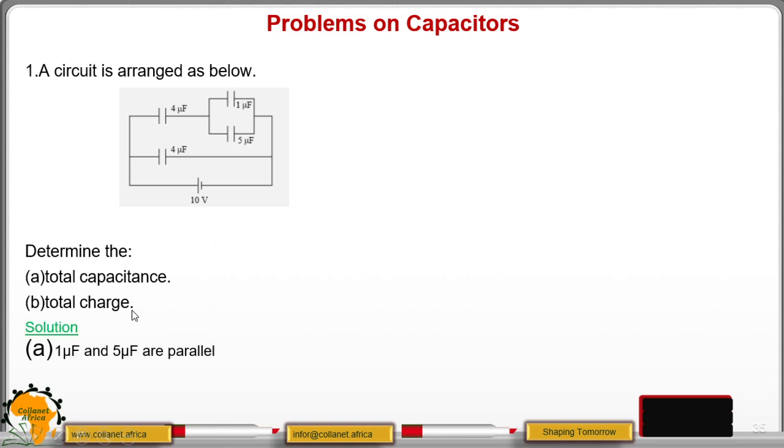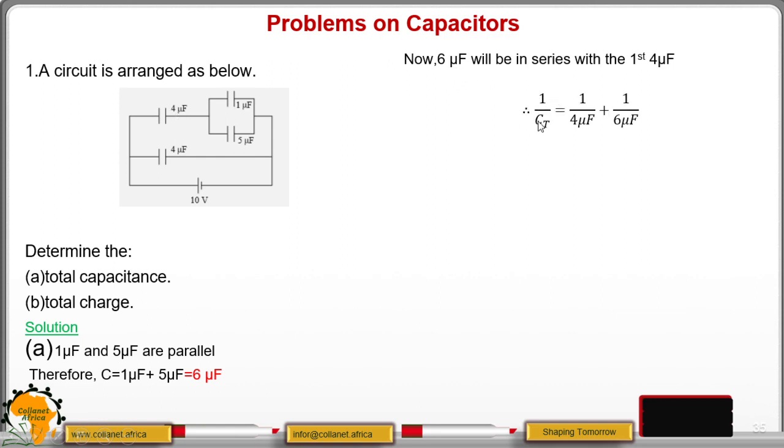We proceed as follows. First of all, we consider the ones that are in parallel. 1 microfarad and 5 microfarads are in parallel, so our capacitance here will be 1 microfarad plus 5 microfarads, you get 6 microfarads. But now, these 6 microfarads is in series with the first 4 microfarads. So it will be 1 over CT is equal to 1 over 4 microfarads plus 1 over 6 microfarads.